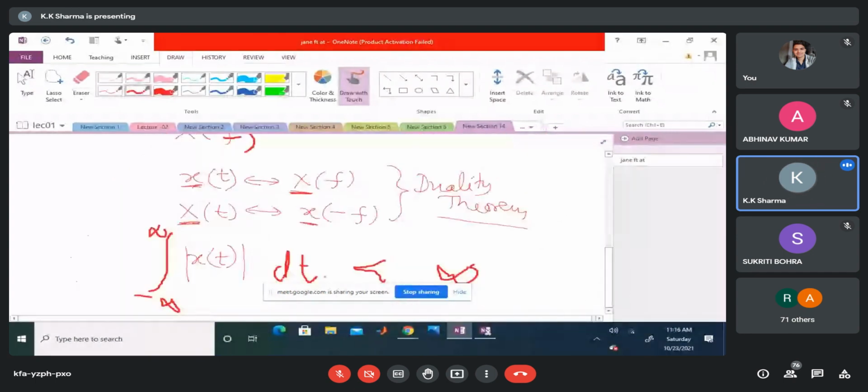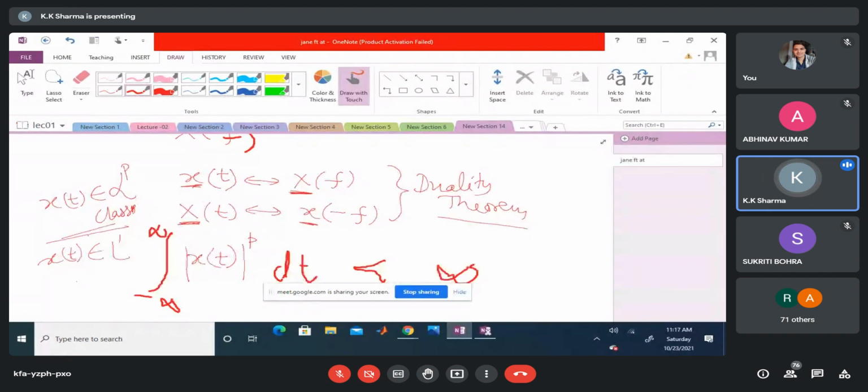Now, in general, if you have, let us say, power p here, and we say that the integral of mod of x(t) raised to the power p is finite, then we say that my signal x(t) belongs to the L^p class of signals in general. So, for the Fourier transform to exist, your signal should belong to the L1 class.